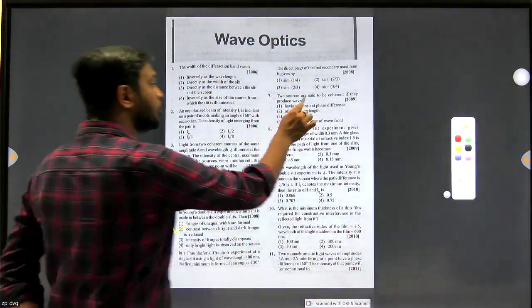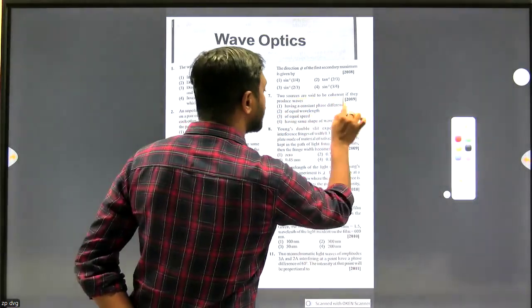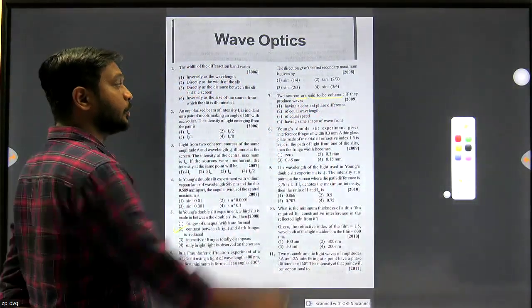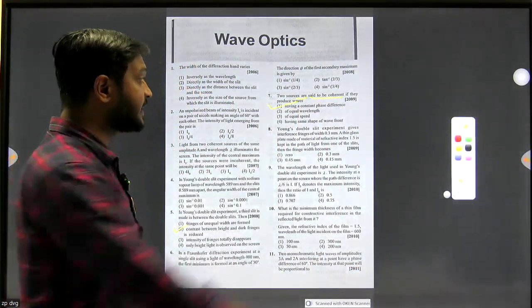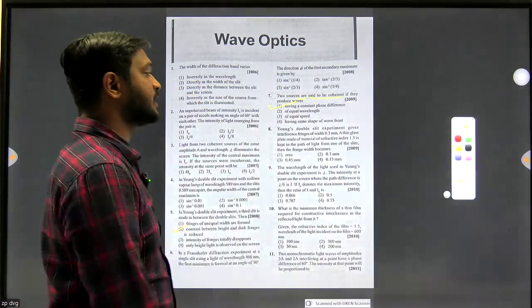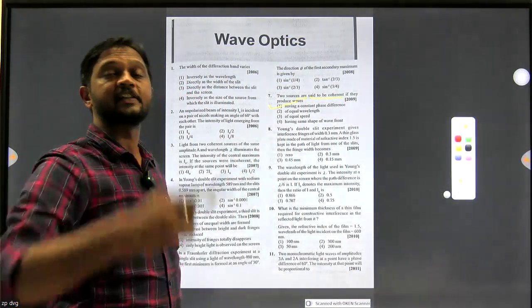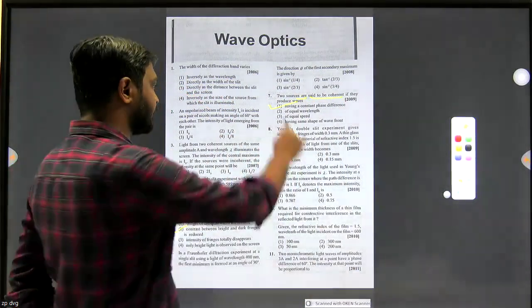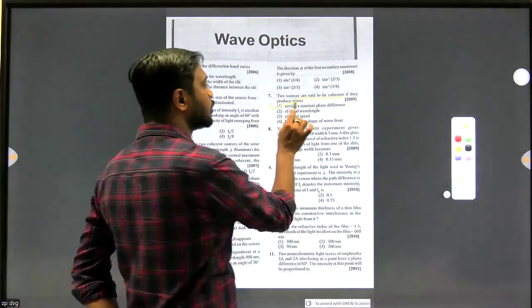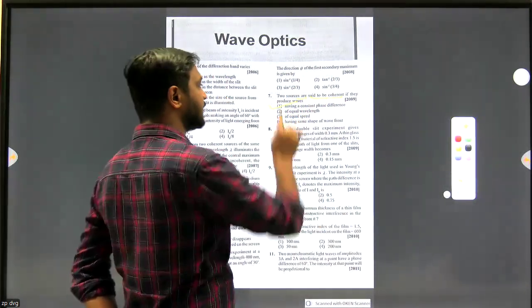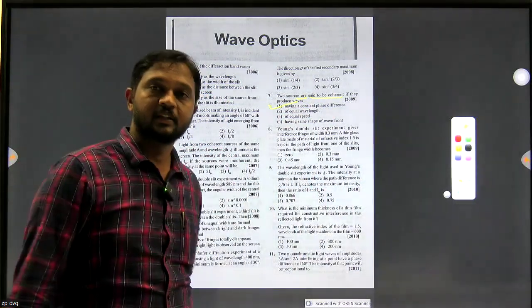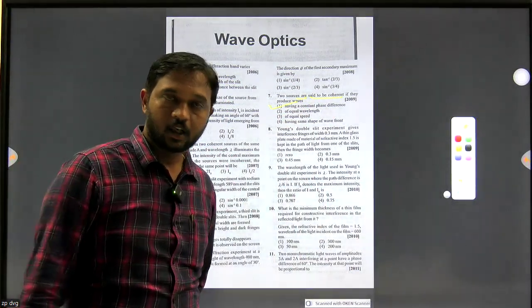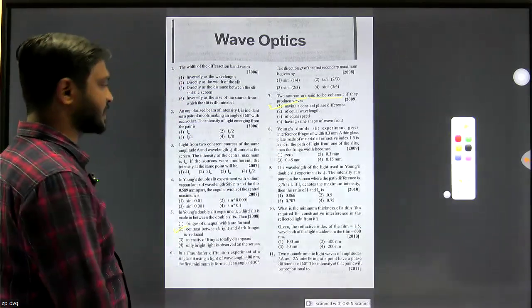So two sources are said to be coherent if they produce waves having constant phase difference. If it is incoherent, then the waves have a different phase difference. So here, two sources are said to be coherent, then the option is having a constant phase difference. Is it clear? Okay, we move on to the next one.